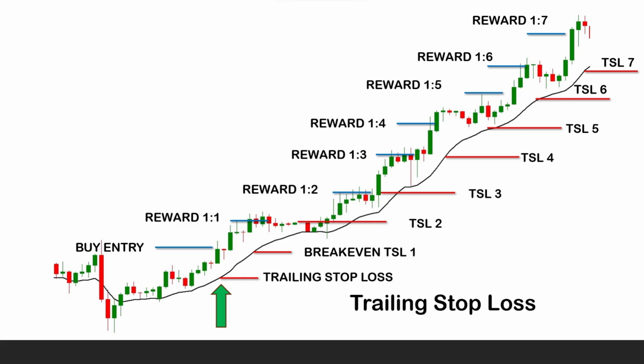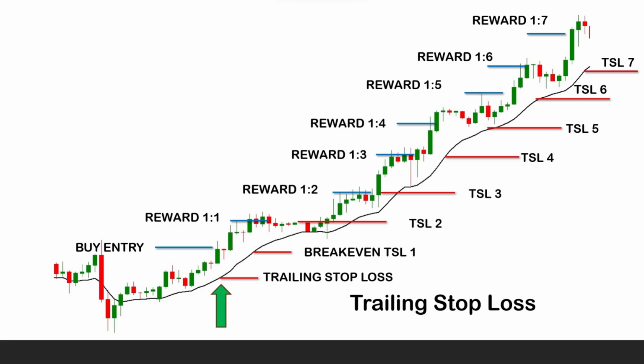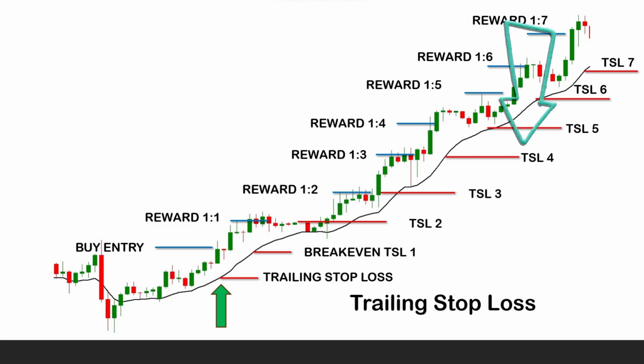A trailing stop loss is where the stop loss moves ahead along with the price movement. So if the price moves up by say 10 pips, the trailing stop loss will also move up by 10 pips. The price continues another 10 pips in the same direction, the stop loss also moves ahead in the same direction. And if the price reverses from there, then the stop loss remains there and the stop loss is triggered.